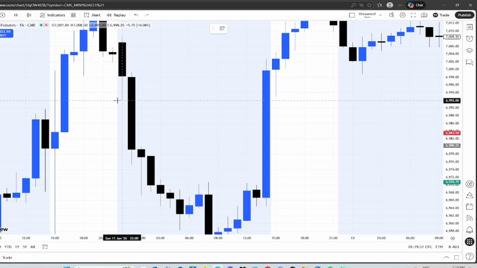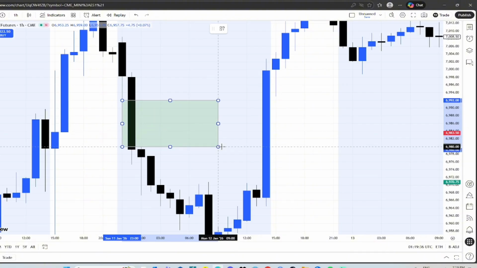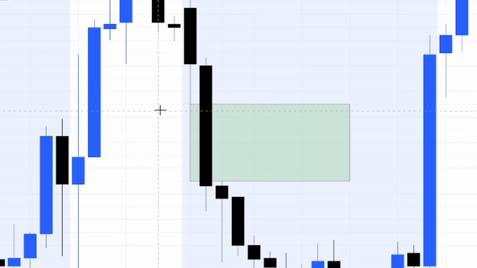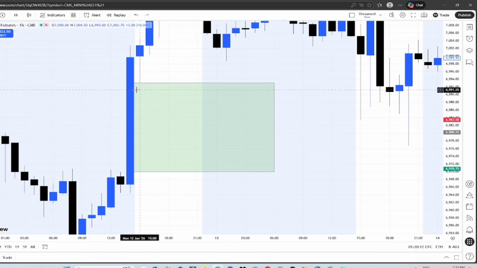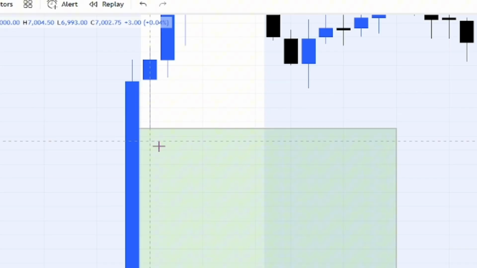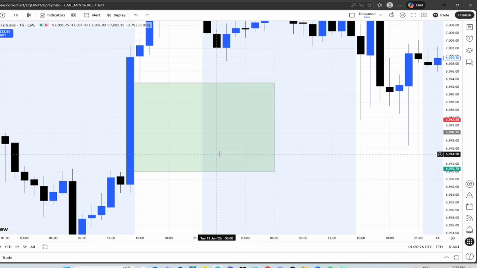The fair value gap would be marked from the first candle's bottom wick to the third candle's top wick. You see, that's our fair value gap right there, because it's in between the first candlestick's bottom wick and the third candlestick's top wick. As you can see, we had a big move to the upside, which means we most likely can find a fair value gap in that move up. So first top wick right here, third bottom wick right here, imbalance in the middle candlestick, and we have a fair value gap.